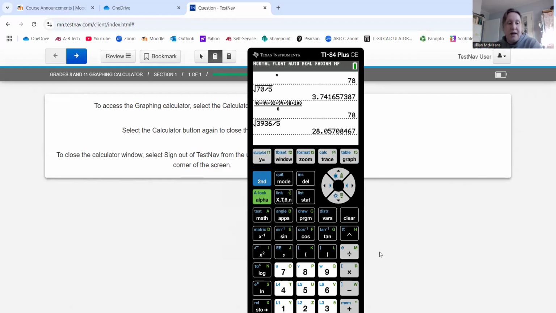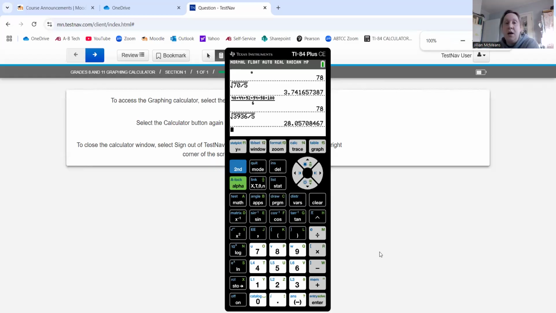I don't think that's going to work. Yeah. All right. I can't really make the calculator bigger. This is just a free online version, so it's not the best setup I've ever used.